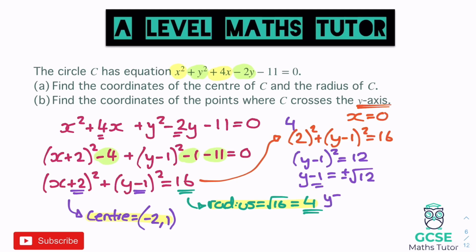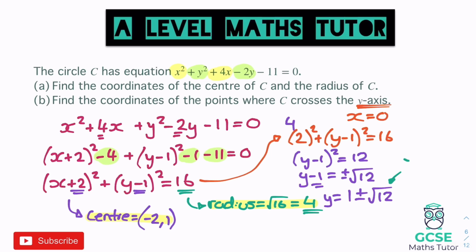So we get y equals 1 plus and minus the square root of 12. And there's our two solutions there, or our two coordinates where it crosses the y-axis. Obviously, there's other ways that you can write the answer here as well. Sometimes it might even ask you to write this in its simplest form, and obviously you can do that as well.